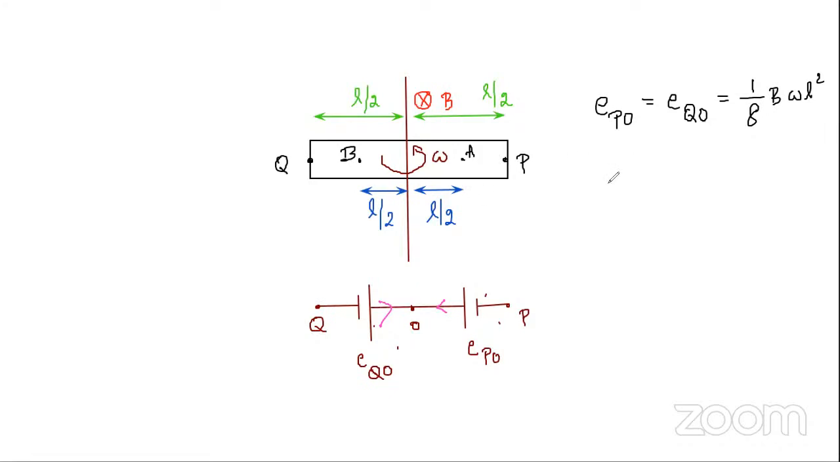Then what is the EMF between points B and A? Similarly, between points P and Q, what is the EMF? That is EPQ equal to EPO minus EQO. Both EMFs are the same, so you will be getting 0. Similarly, between points A and B, your EMF will be 0.